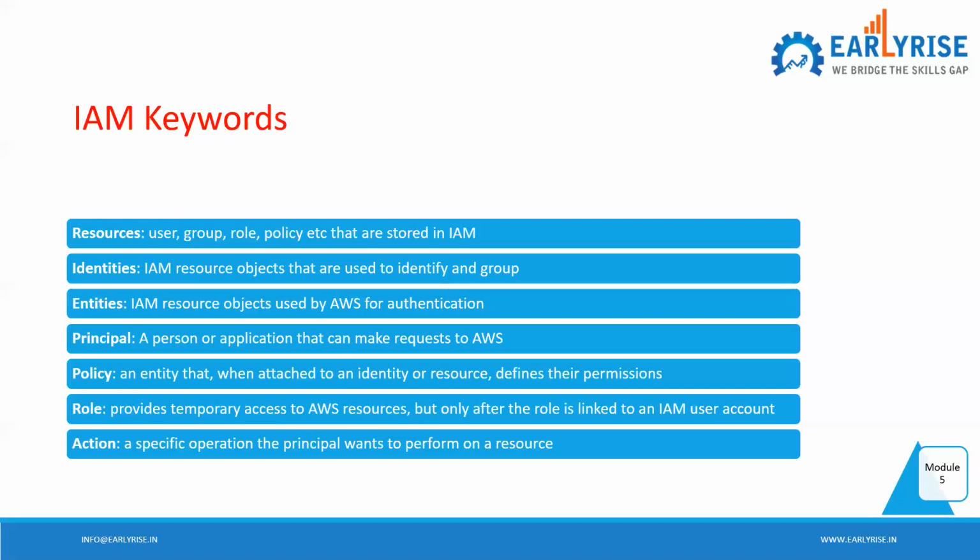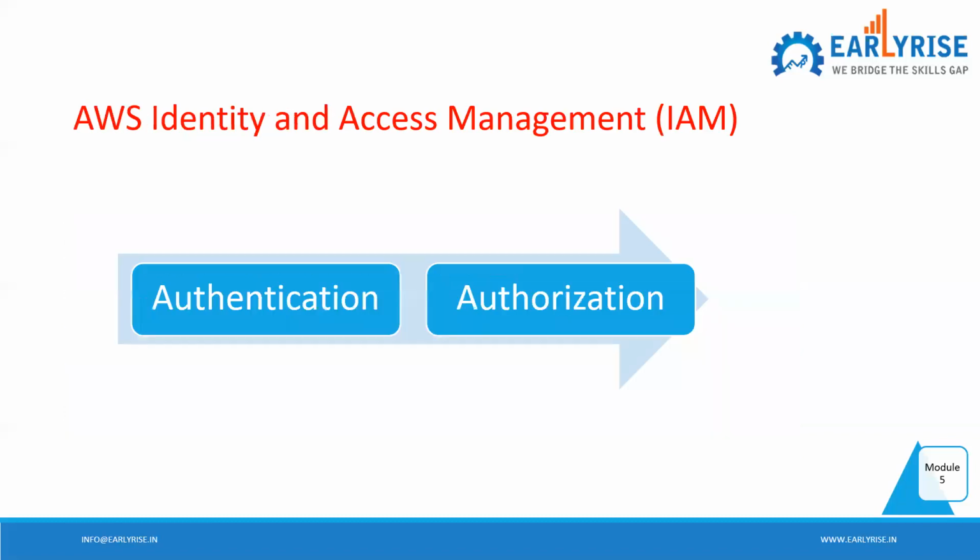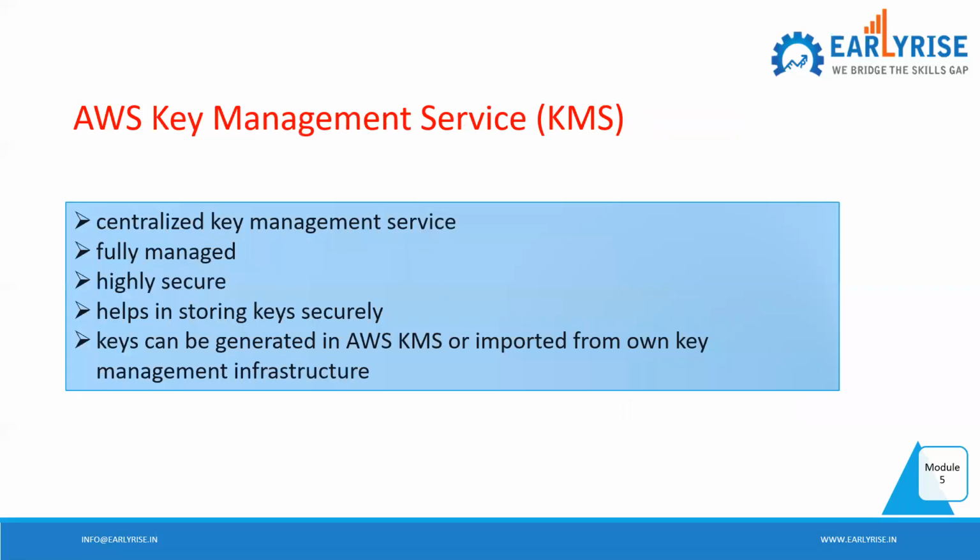Okay, so we understood authentication and authorization. What is authentication and what is authorization? Who the user is, that is authentication, and what permission the user has, that is authorization, which can be achieved by writing policies. Okay, so the next topic is KMS.